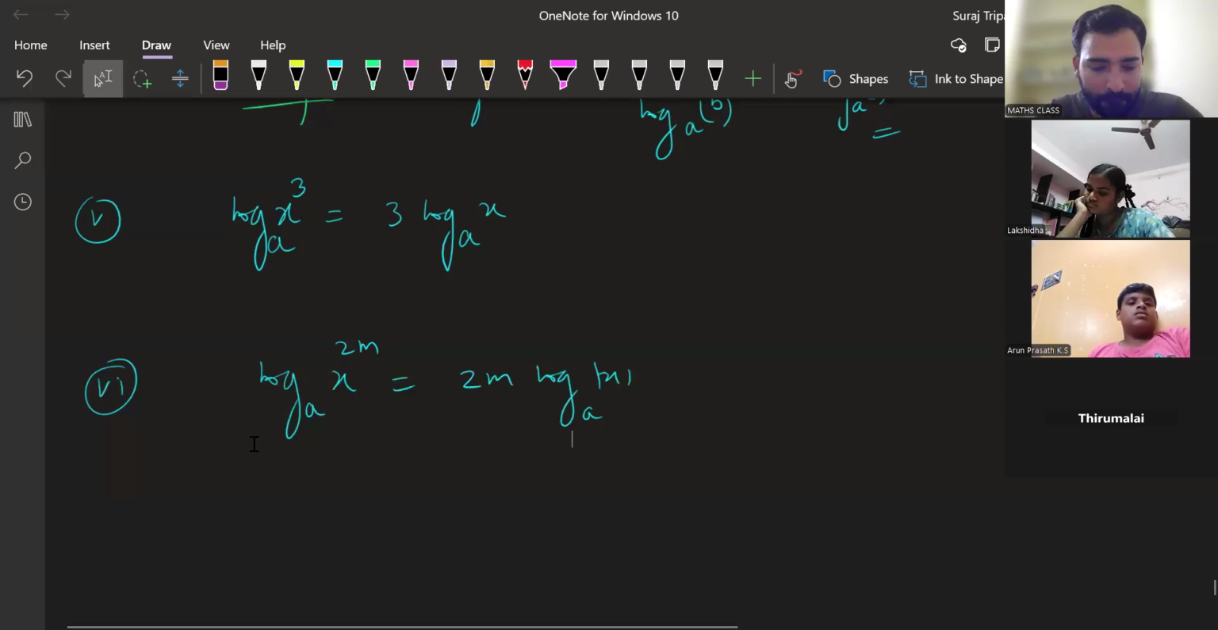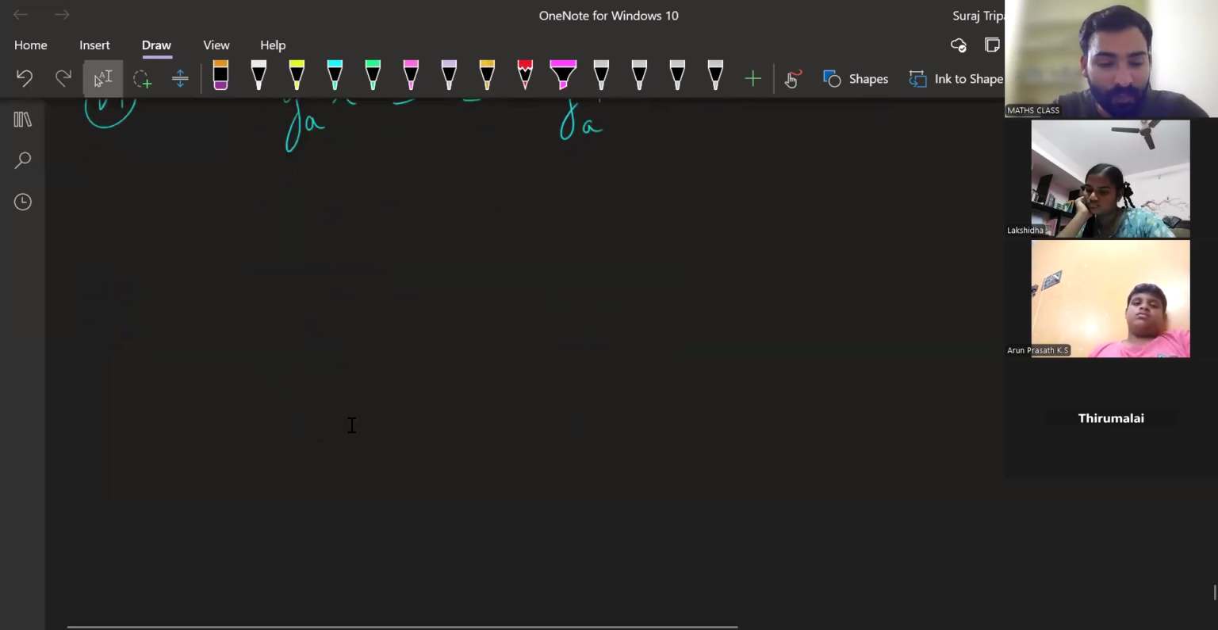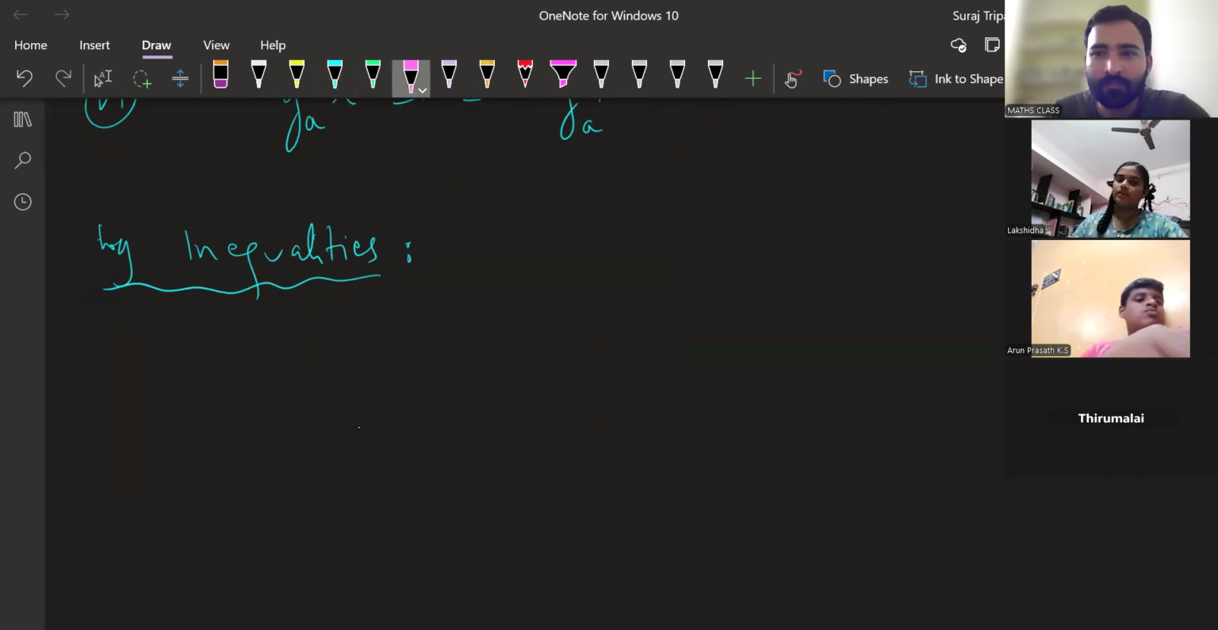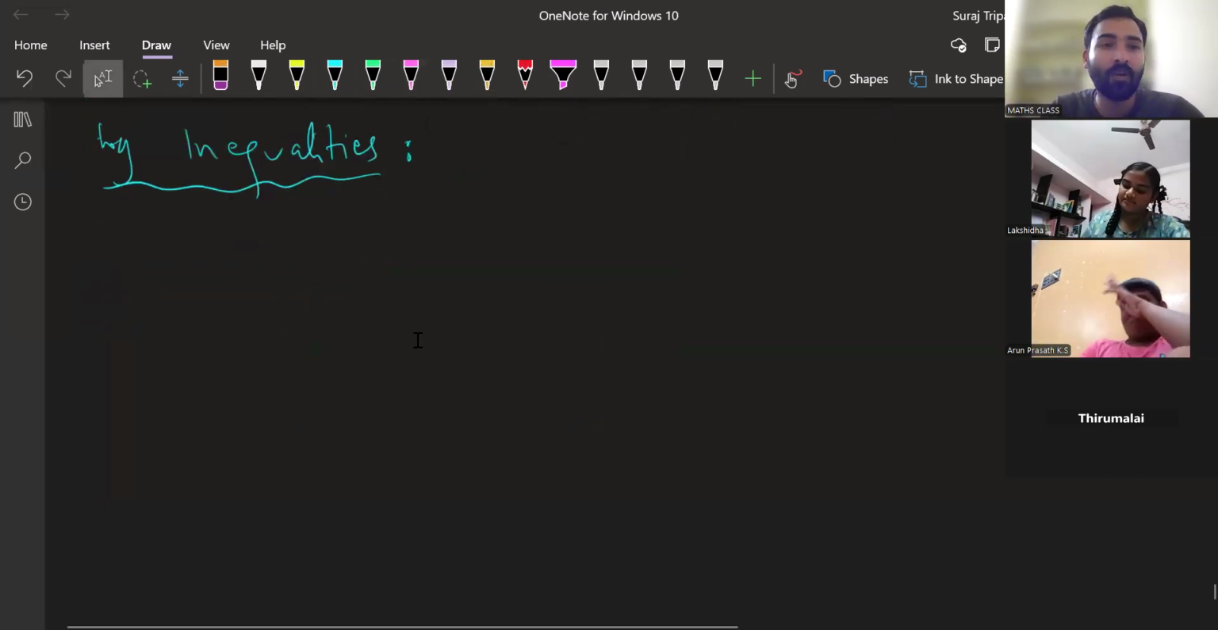Any doubt? So now there are a few more properties, 2-3 properties. The first one is log inequalities. How will we solve inequalities in logs? Like, logarithmic inequalities are given. How are we going to solve them?